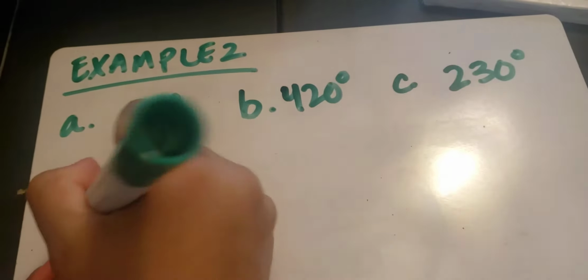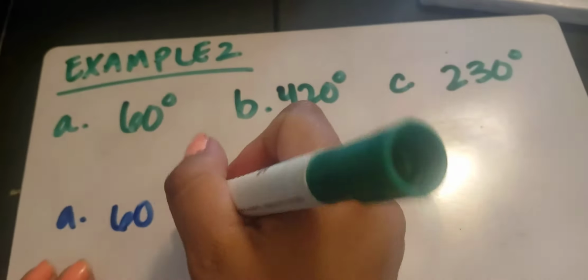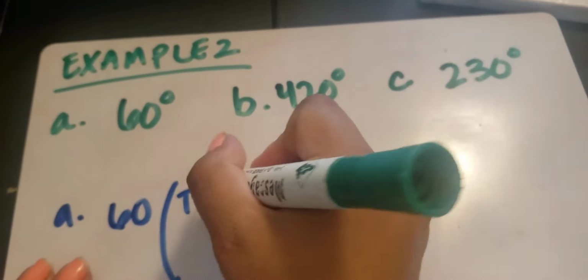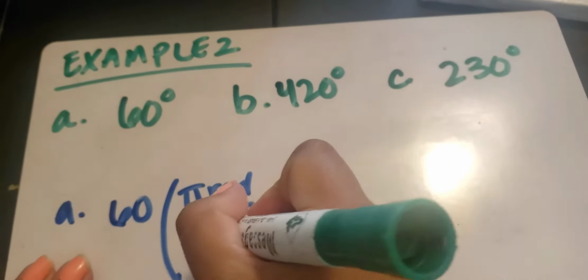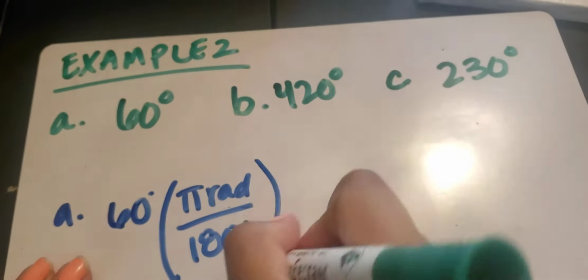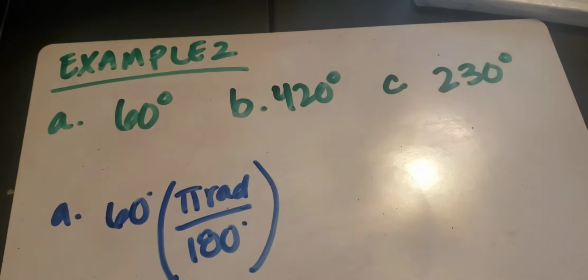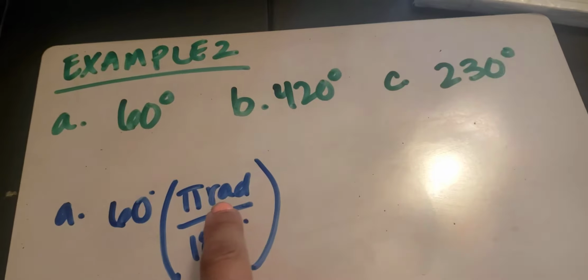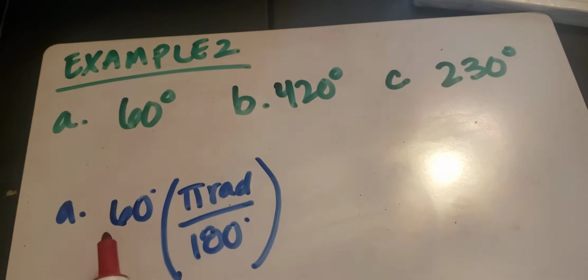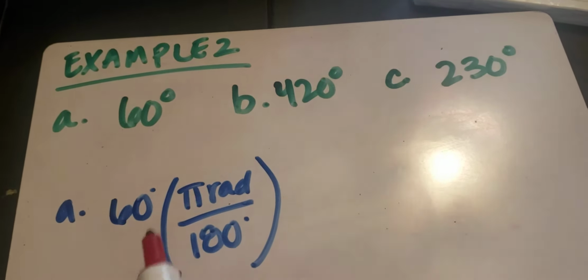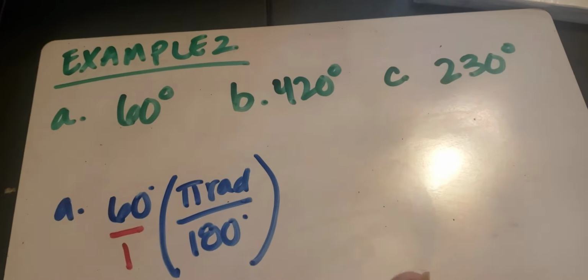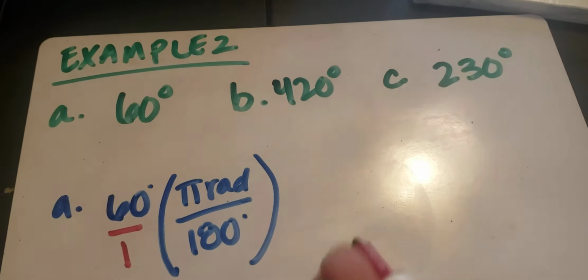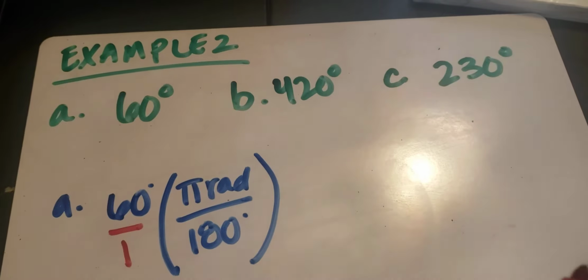Okay, so for A, we have 60 degrees, and as stated before, we said multiply by pi rad over 180 degrees. Okay, so it should basically look like this. Again, I don't need a calculator. Since I want it in radian form, I want to make sure my unit of measure is there, okay? So basically, I could just simplify. So this is not necessary because by now we know the rules of fractions, but I'm going to go ahead and just put it there, okay?